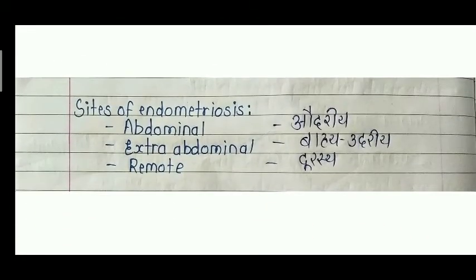Next is sites of endometriosis, which means these are the sites where the endometriosis usually happens. Which are they? Abdominal, extra abdominal and remote.